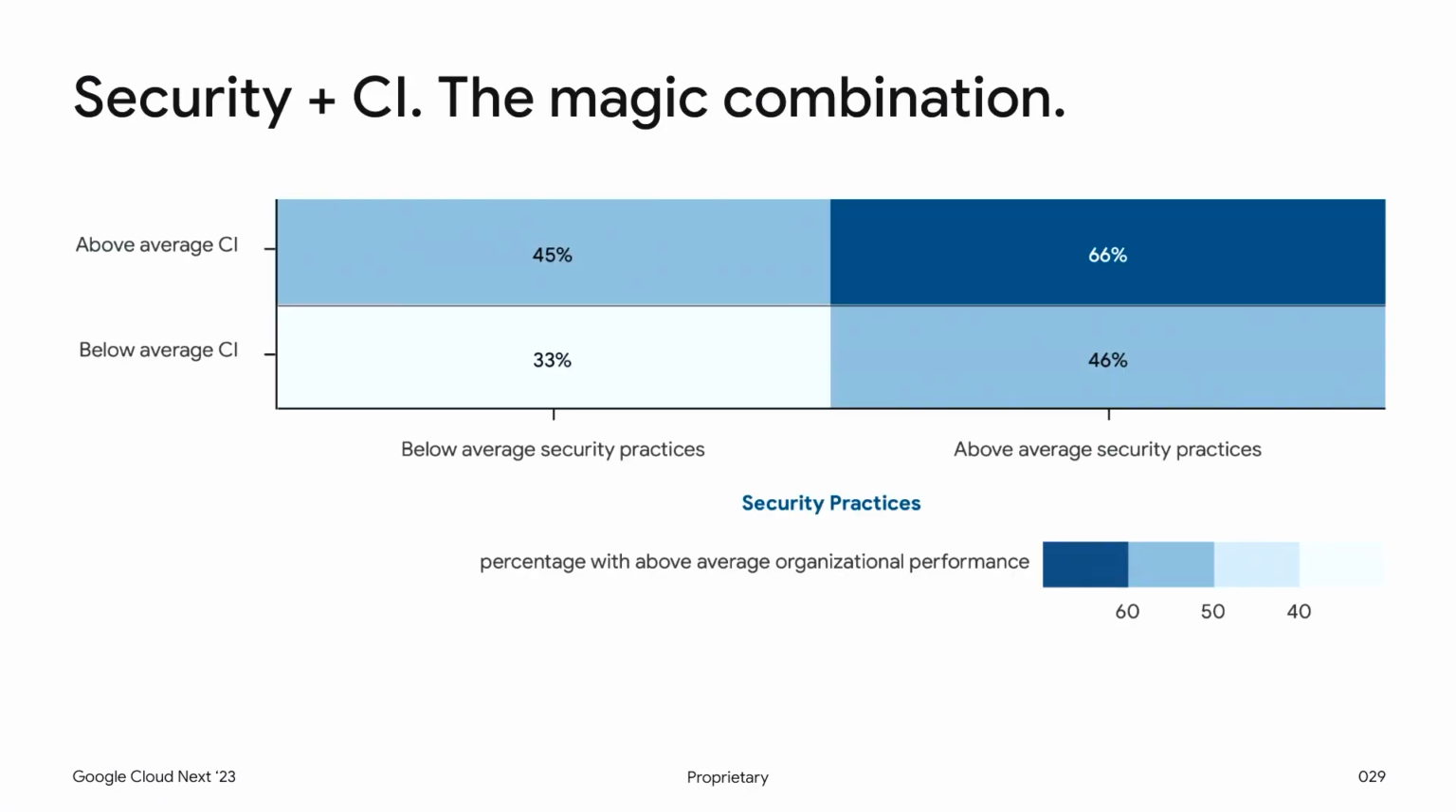The other thing I'd like to mention is that high CI performance shines even brighter when it's combined with better security. And teams that follow safe practices and have a well-developed CI were found to be above average in terms of organizational performance.